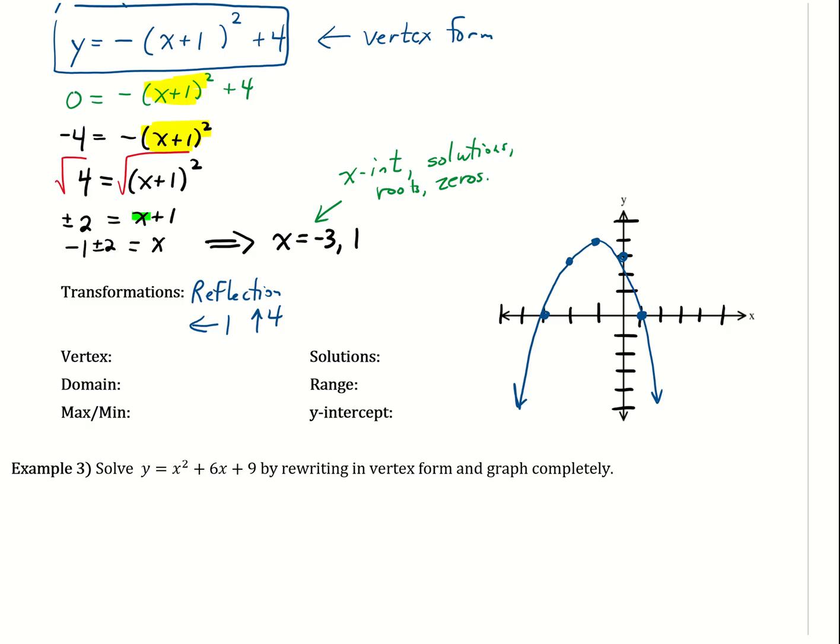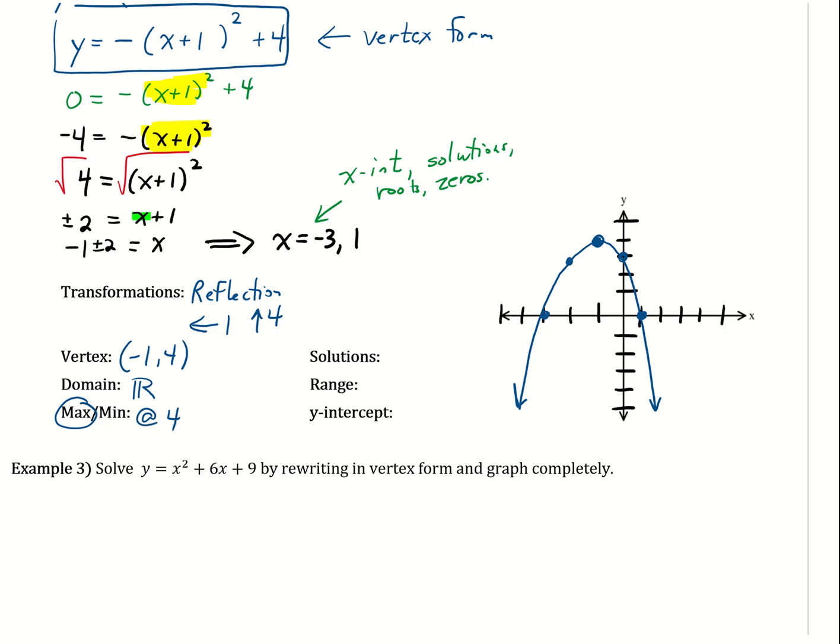And then from this graph, I can answer all the other questions. So the vertex, left 1 up 4, that's going to be -1, positive 4. The domain, that is all real numbers. The min or max, well, this point, the vertex is the highest point, so it's a maximum at 4.